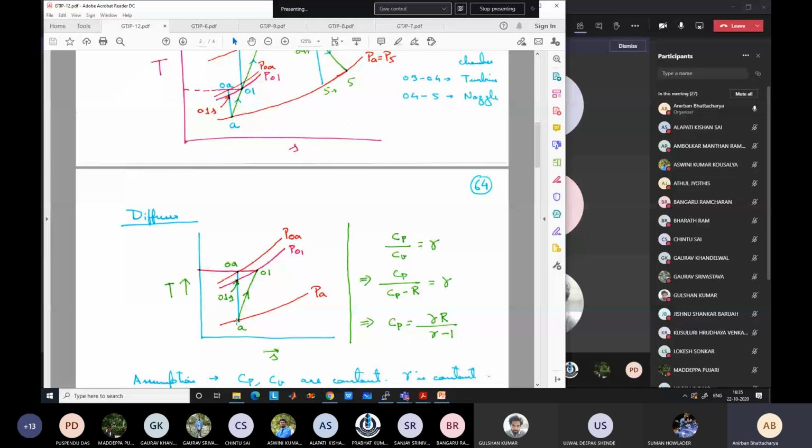But ultimately, what will be the final temperature? It will be the same as this temperature, so it will be somewhere around here. If you can see my cursor, it is at the same height, same temperature, but on the right hand side of 0. So what will happen? The pressure loss will be more.